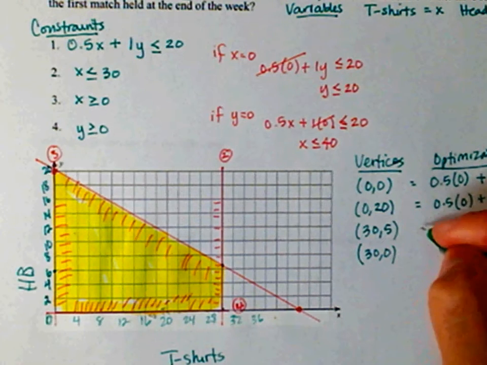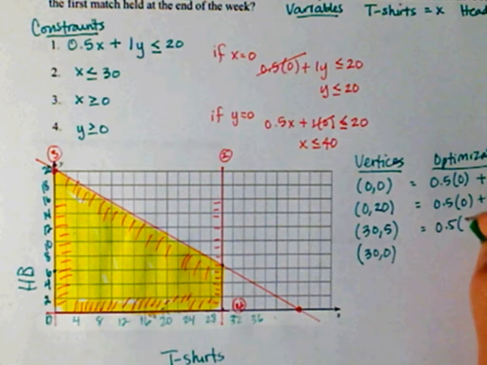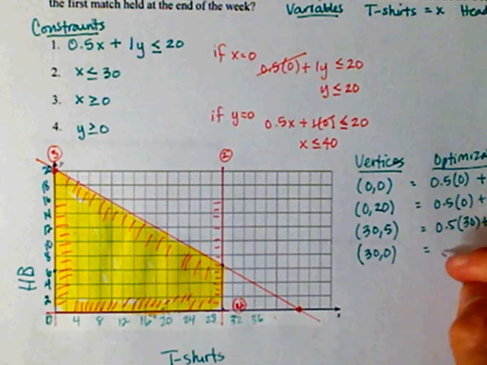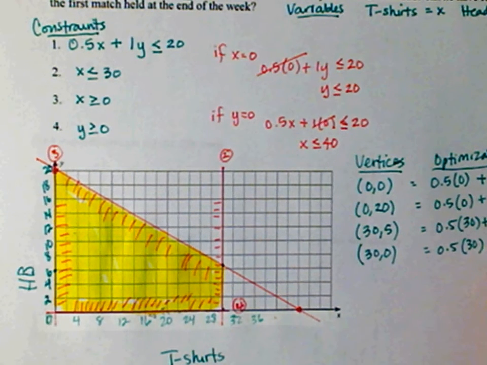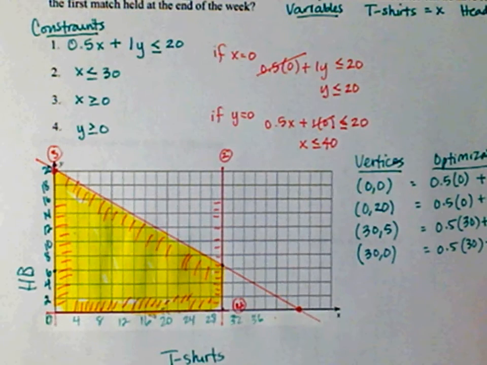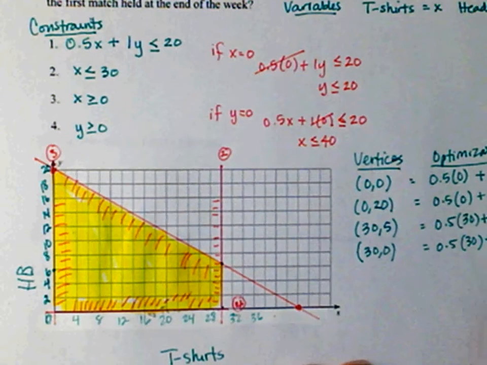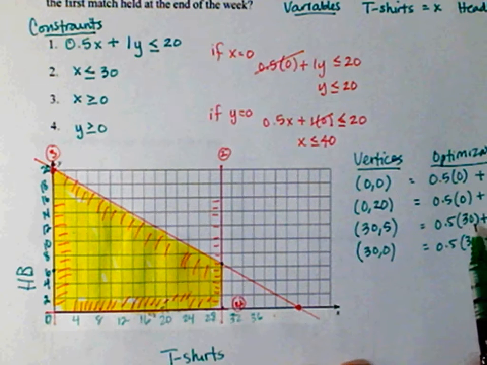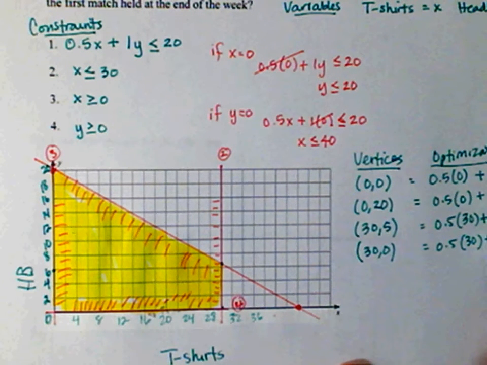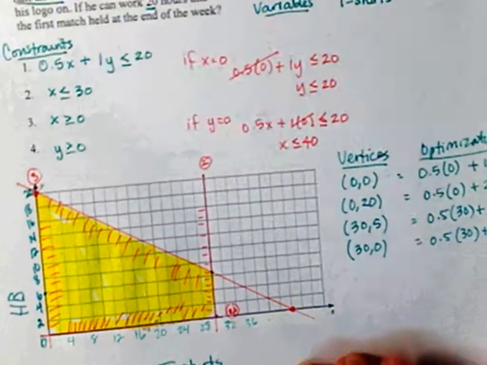Next, 30 shirts plus 5 headbands, half of 5 is 2.5, that gives you 20. Next, 0.5 times 30 plus 0 is equal to 15. So your maximum is around 20, 30 shirts, 20 shirts, okay? So there you go. That's probably your best bet. Check my numbers. 15, 20, 20. Okay. There we go. All right, now let's take a look at number 16.